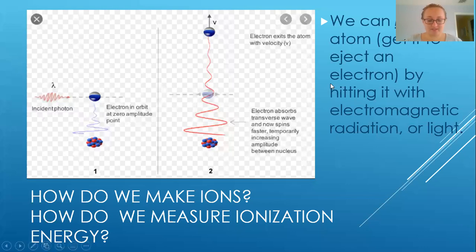The answer is relatively simple. The most common way of ejecting an electron from an atom, or ionizing that atom, is by hitting atoms with electromagnetic radiation, or light, with enough energy to overcome the attractive force between the electron and the nucleus.